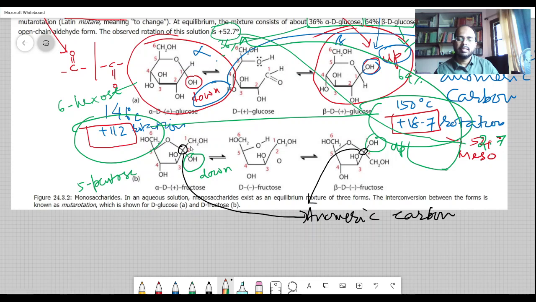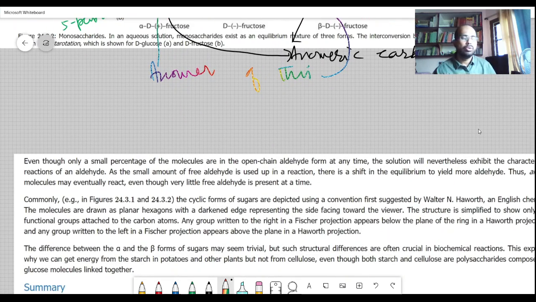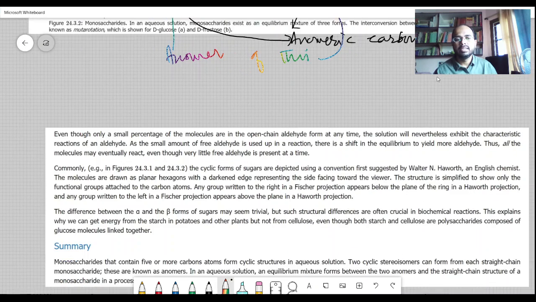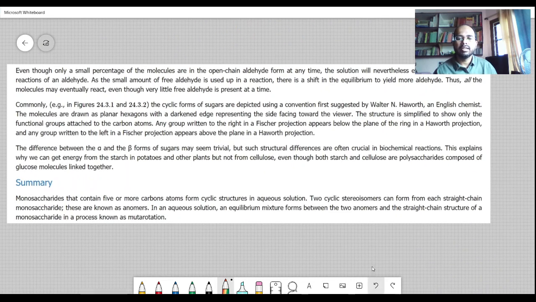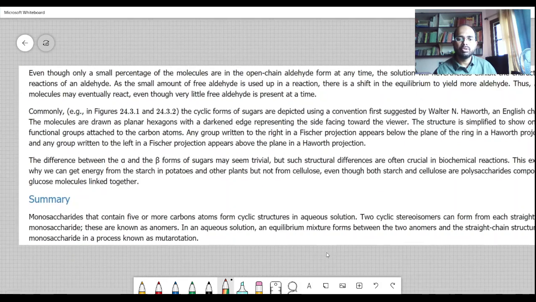And this is an anomer of this. This is an anomer of this. Okay, now you understood. So the simplified form is you have one hydroxyl group upwards, you call it a beta, and in the next one you have the hydroxyl group downwards and you call it the alpha.